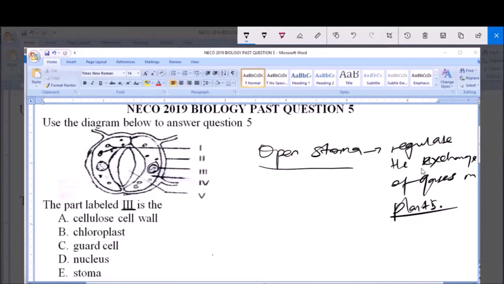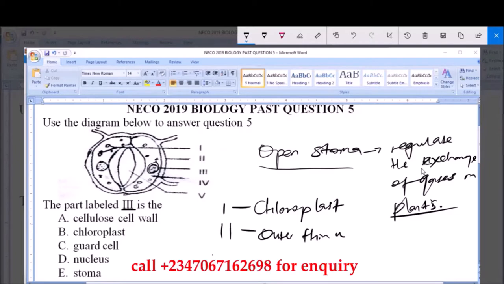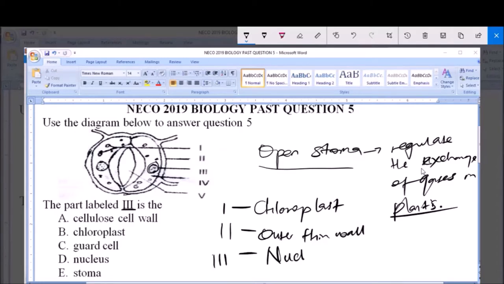Now to know what III represents, we have to label this diagram. I represents the chloroplast; these are the chloroplasts. II represents the outer thin wall. Now III, which is 3, represents the nucleus, and this is the question we are asked, that the part labeled III is known as the nucleus.